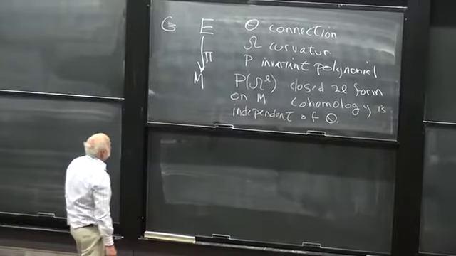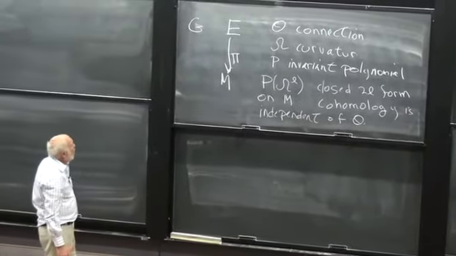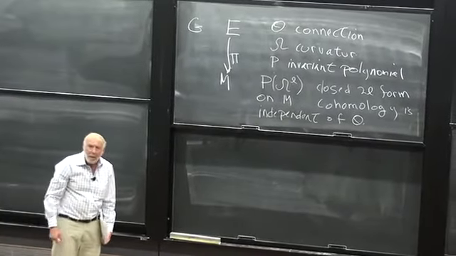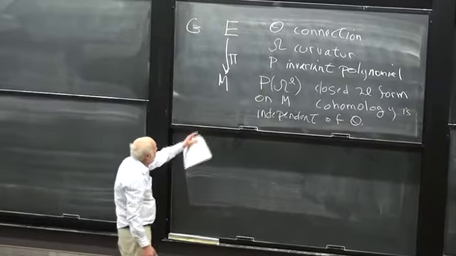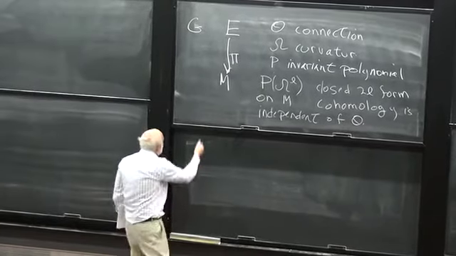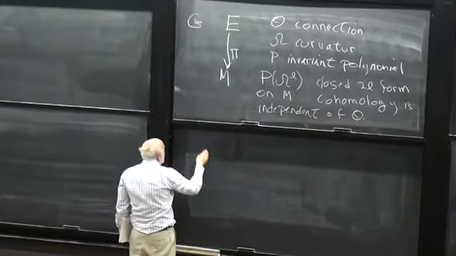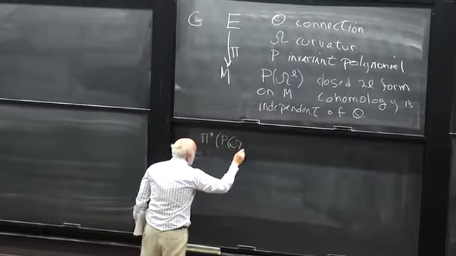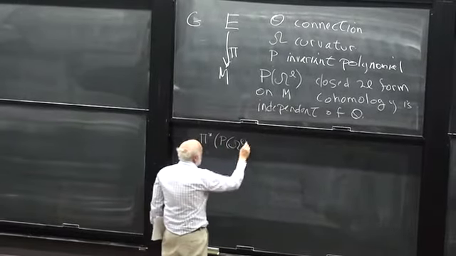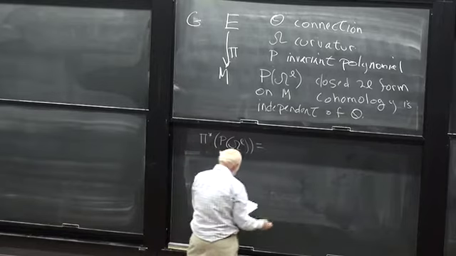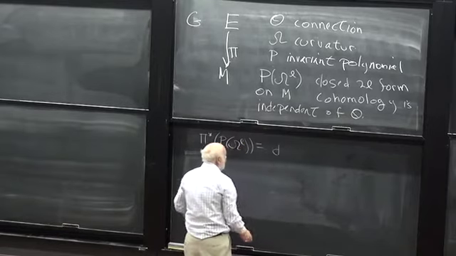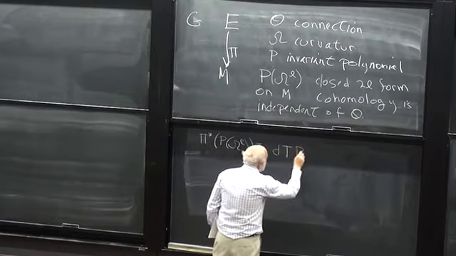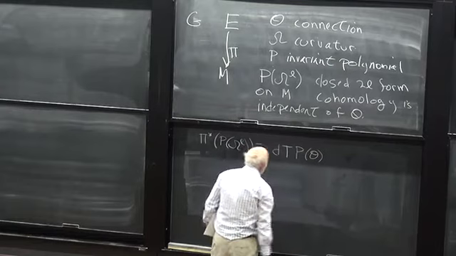Upstairs, of course, you lift the principal bundle up over to itself. The bundle is trivial, so any characteristic class vanishes, and therefore if I lift this form up, it will become exact. So if I look at pi star of P of omega to the L, that's exact, so it's the differential of what's called TP theta.